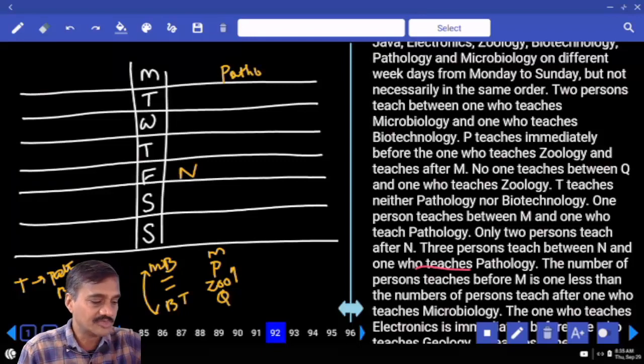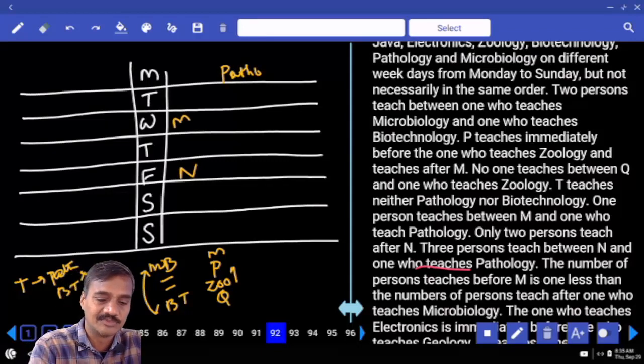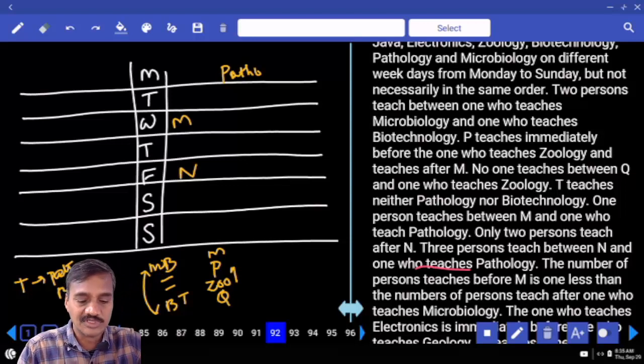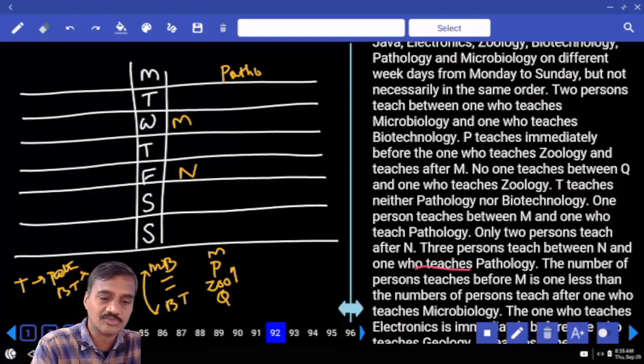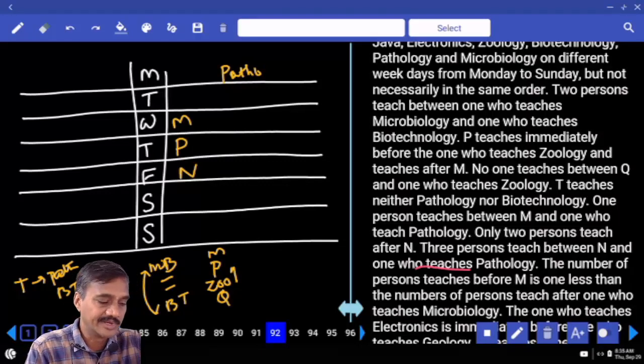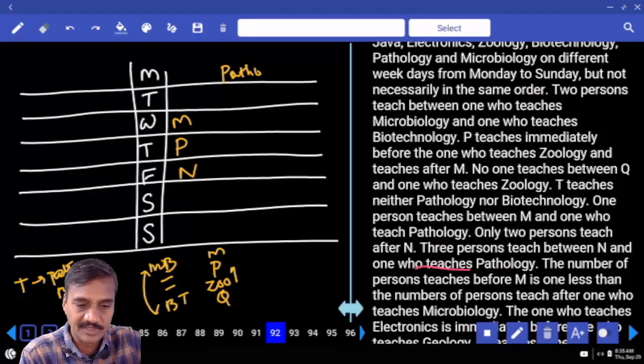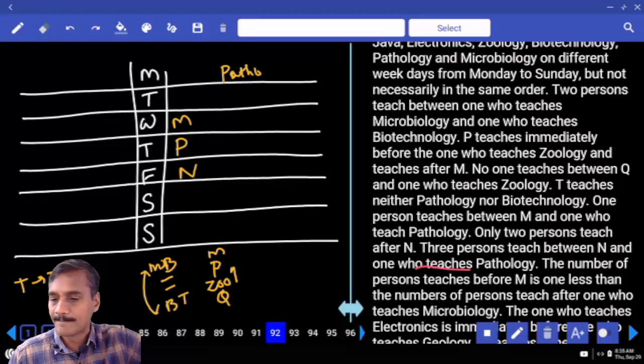Now if pathology is here, between pathology and M there must be exactly 1 person. If M is here, then P, zoology, and Q must be together. As P, zoology, and Q must be together, P is here, and immediately followed by whom? Are P and zoology adjacent to each other or not?